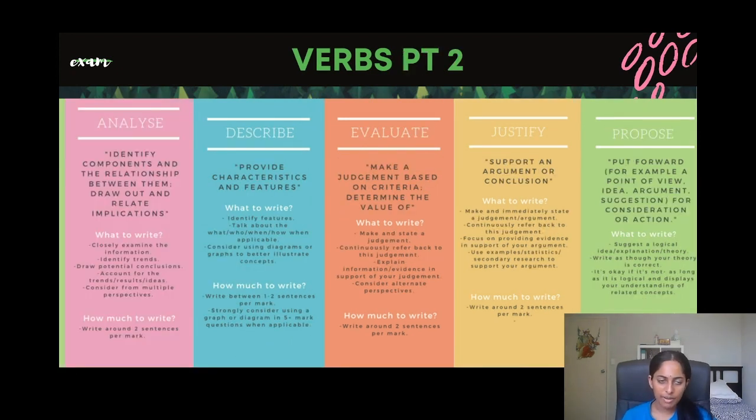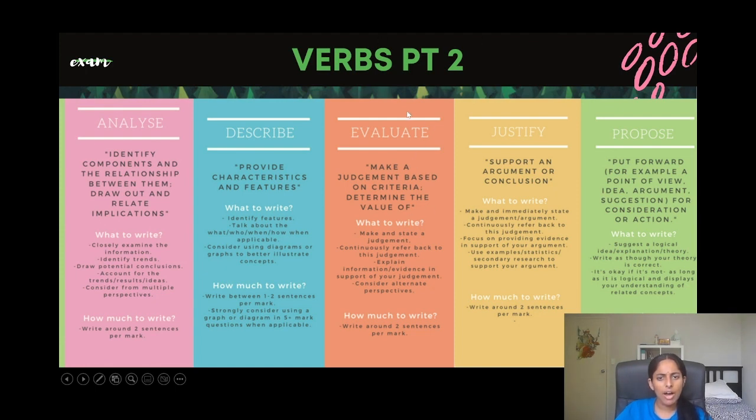If we're going on further, analyze is a bit similar to explain in the sense that you have to identify components and then show the relationship between them. For this, you need to be very intricately detailed and draw conclusions, and if it's analyzing results, then you need to show multiple perspectives. Ideally you would write around 2 to 3 sentences per mark. But this is really just a bare minimum. If you want to write more, write more. There's no problem writing more. As long as you're not wrong, they won't deduct you marks. So feel free to write as much as you want.